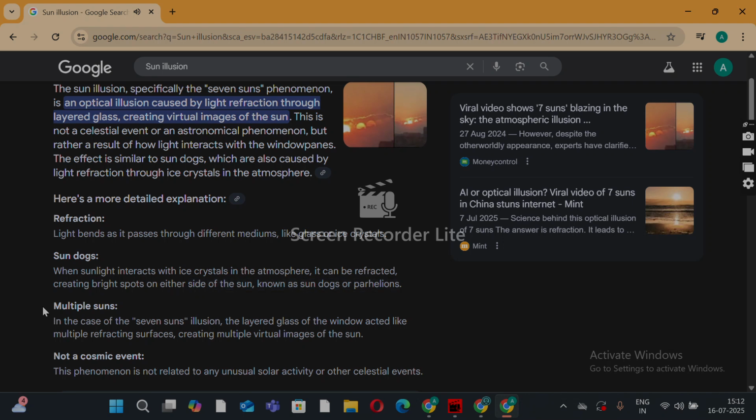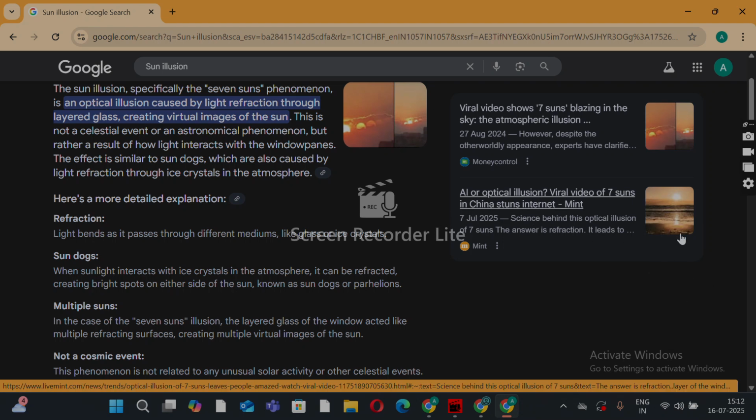3. Multiple suns. In the case of the seven suns illusion, the layered glass of the window acted like multiple refracting surfaces, creating multiple virtual images of the sun. And 4. Not a cosmic event. This phenomenon is not related to any unusual solar activity or other celestial events. So it is known as the seven suns phenomenon, and it's only seen in China.